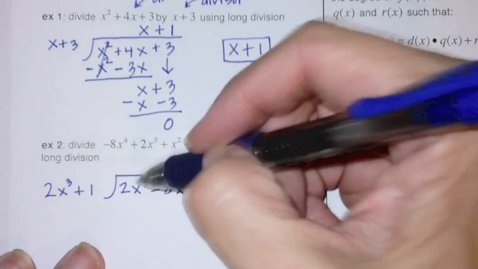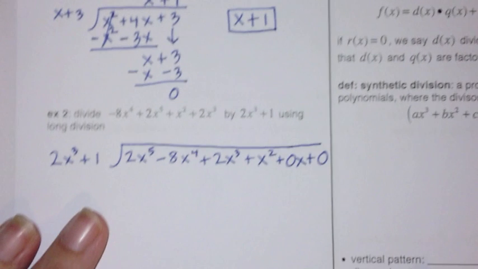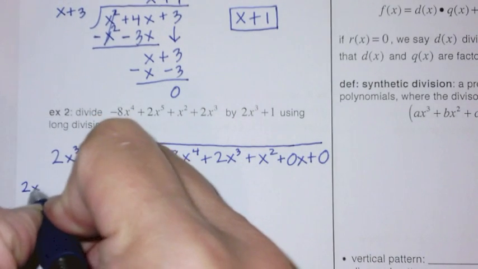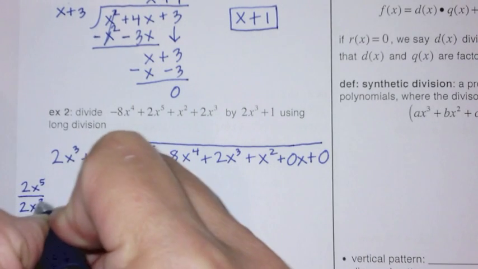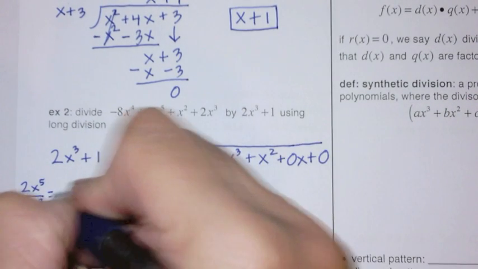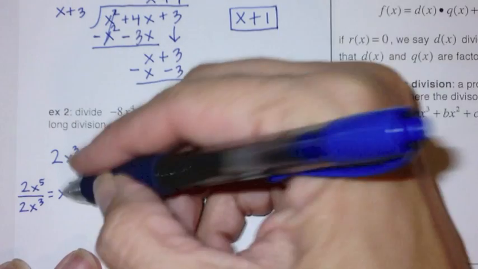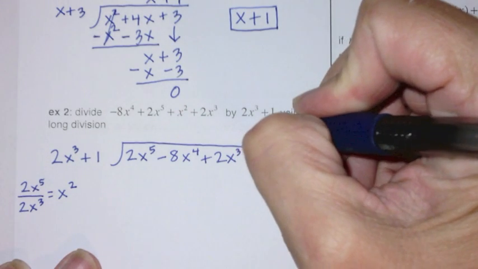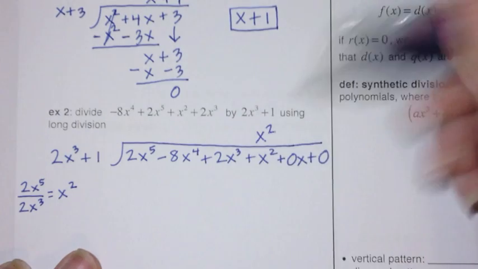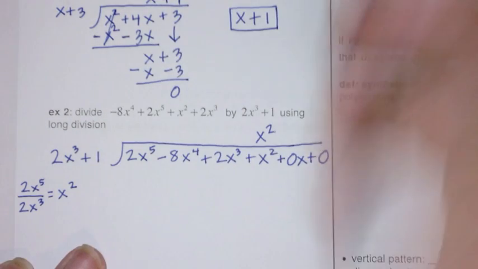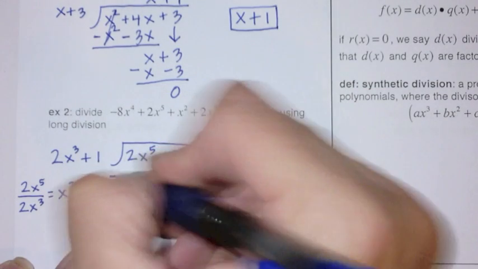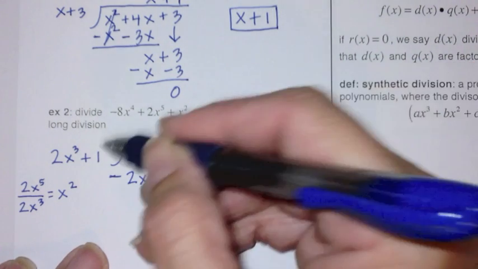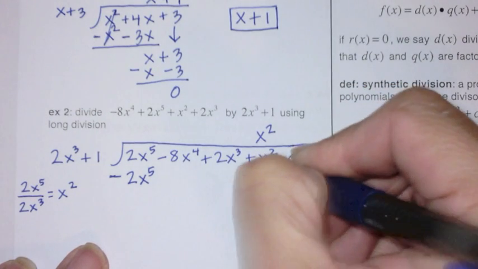So 2x cubed times what is 2x to the 5th. So I'm going to show you a little different way in case you need help with this. You remember you're dividing, so if you do 2x to the 5th divided by 2x cubed, and simplify that, you get x squared. So that's what's going to go up here, and you're actually going to line it up with the proper place value, and in this case it would be x squared. So it's just going to be x squared, and then I have to multiply and subtract. So x squared times 2x cubed is 2x to the 5th, which is what I wanted, so I could cancel those. And then x squared times 1 is x squared, but I need to subtract that.